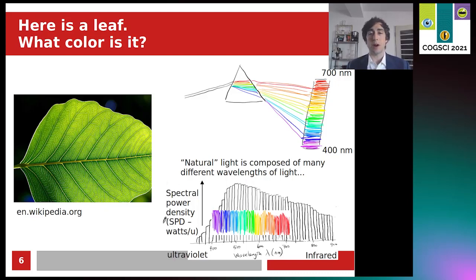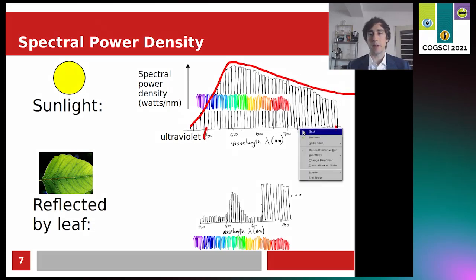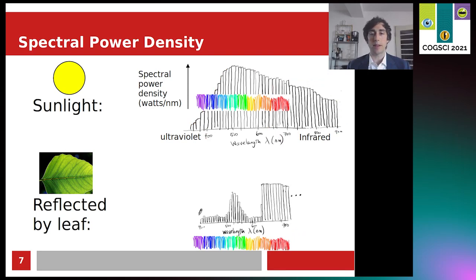This is, of course, caused by reflection of natural light. So, for example, here's the spectral power distribution of sunlight. Sunlight looks like this. It's distributed between 400 and 900 nanometers. It has some infrared point here. But if you look at what's reflected by the leaf, the blues and reds around 600 nanometers are absorbed for photosynthesis, and it reflects back these mid-500 nanometer and infrared wavelengths, which is why it looks green to us.